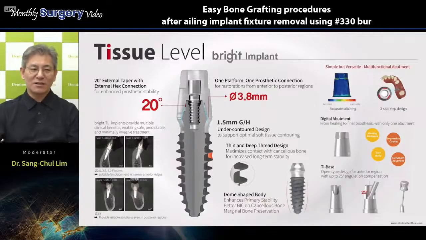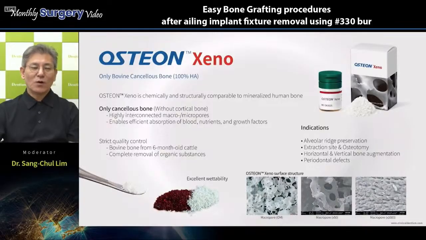The undercut design means room for the soft tissue, for a healthy connection between hard bone and soft tissue. This area is very important, and more important nowadays, as you know. Dome shape. And about the bone graft: OSTEON Xeno will be applied on this defected area. This OSTEON Xeno is from bovine cancellous bone, right?